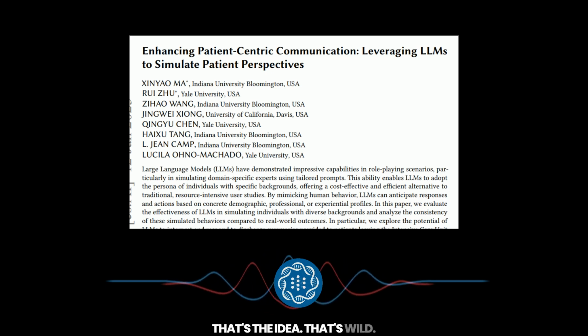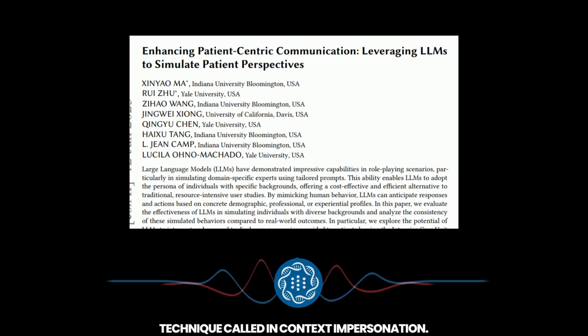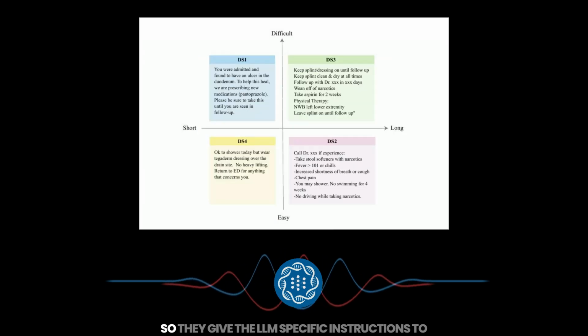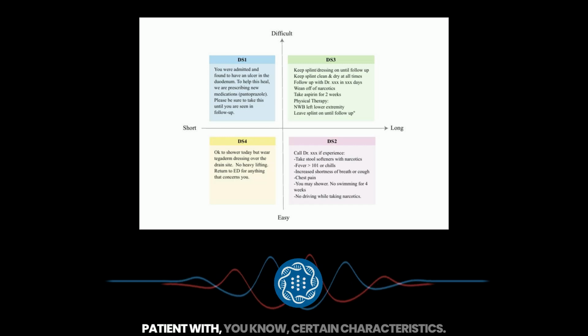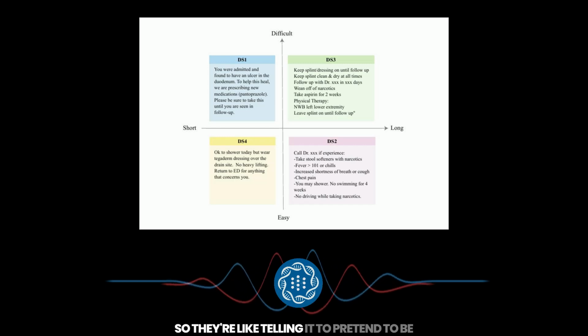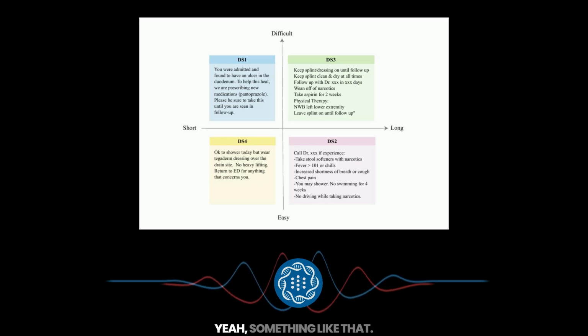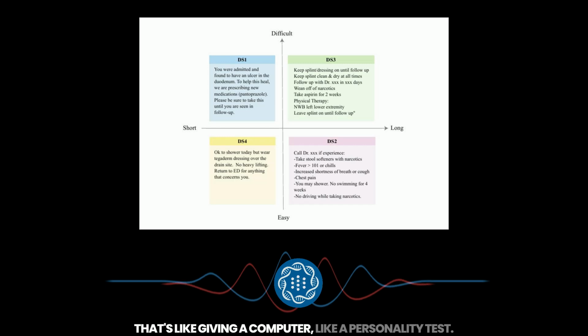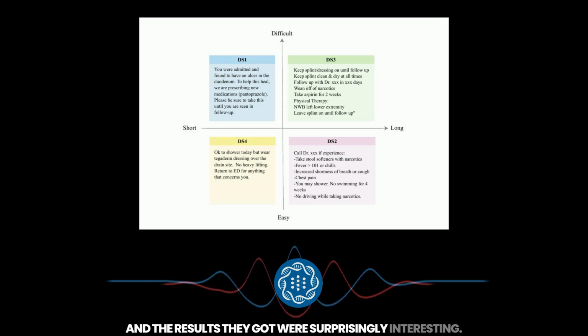That's the idea. That's wild, but how do they even do that? Well, they use this really clever technique called in-context impersonation. In-context impersonation. Yeah, so they give the LLM specific instructions to get it to act like a patient with certain characteristics. So they're telling it to pretend to be someone who's, I don't know, never gone to college or maybe hates going to the doctor. Yeah, something like that. That's like giving a computer a personality test. It kind of is. And the results they got were surprisingly interesting.